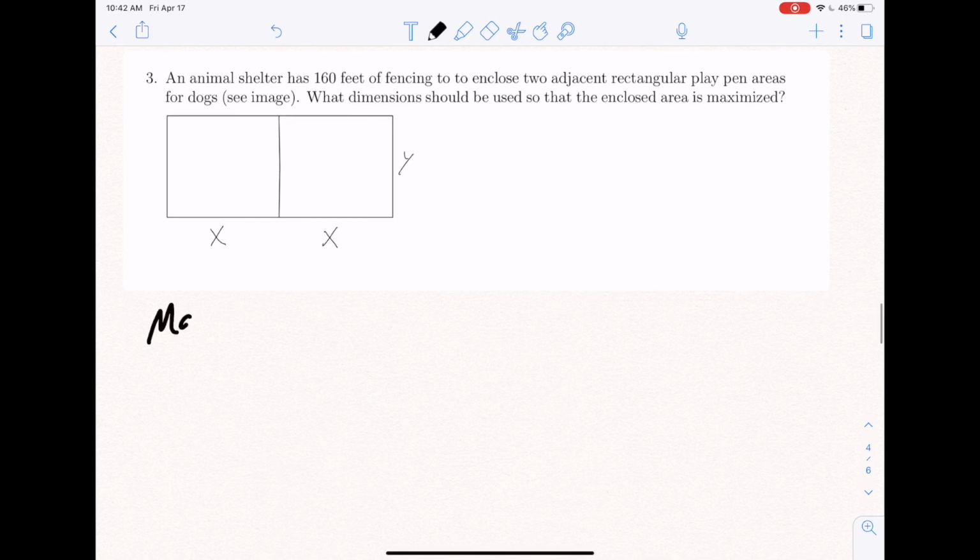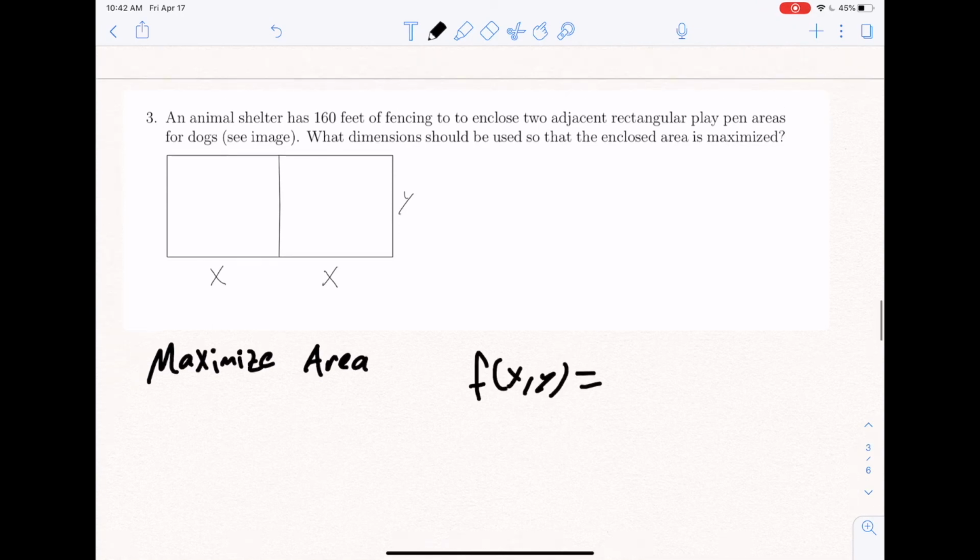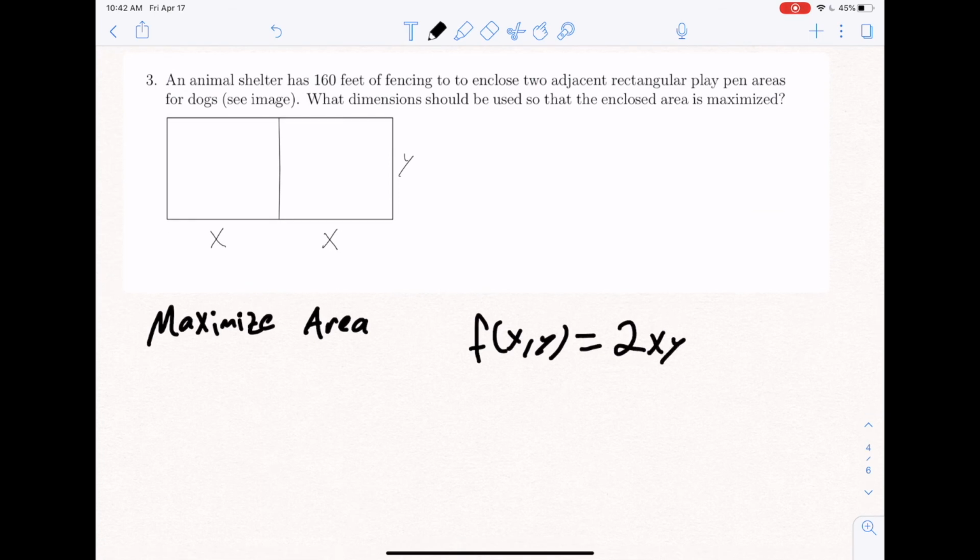So we want to maximize area. Here area will be our lowercase f, and it will be given by 2x times y, because the area of the entire rectangle is 2x times y. What is the constraint that we're subject to? Like we did in our exam, the constraint is 4x plus 3y equals 160.